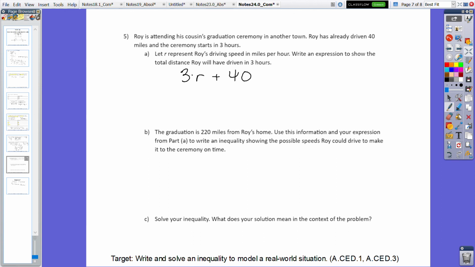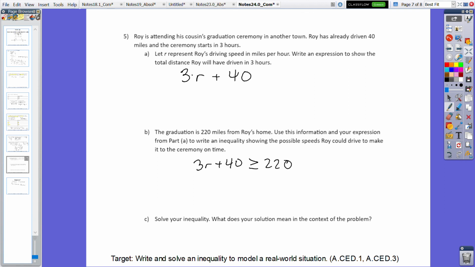Okay, so the graduation is 220 miles from Roy's home. Use this information and your expression from Part A to write an inequality showing the possible speeds Roy could drive to make it to the ceremony on time. Okay, so we're going to relate 3R plus 40 to this 220 miles. Now obviously we want him to be there before the graduation ceremony starts. So in this case, his rate needs to be greater than a certain speed. It needs to be faster. His rate needs to be a little bit higher to get there.